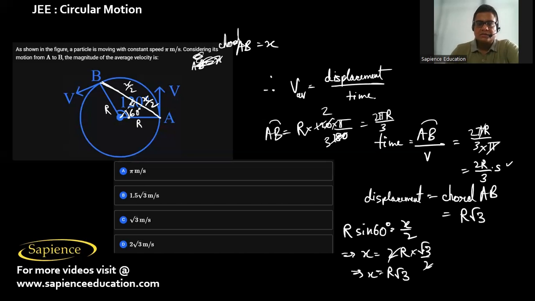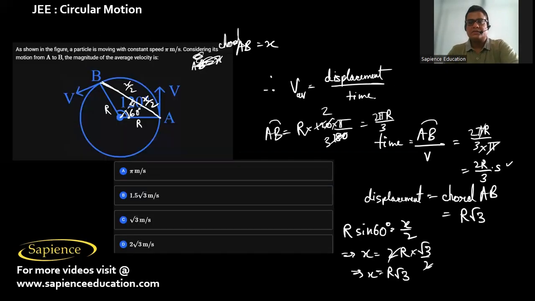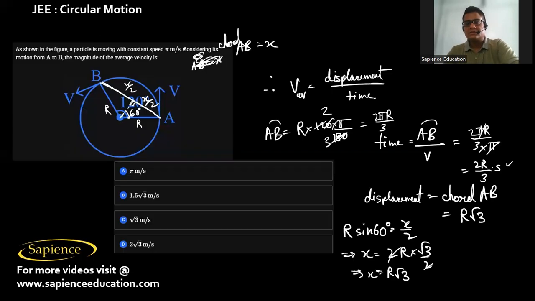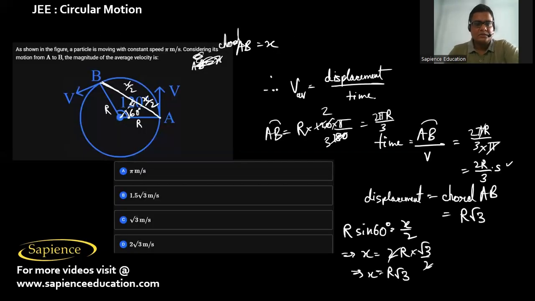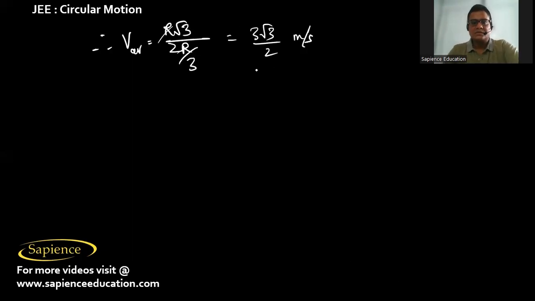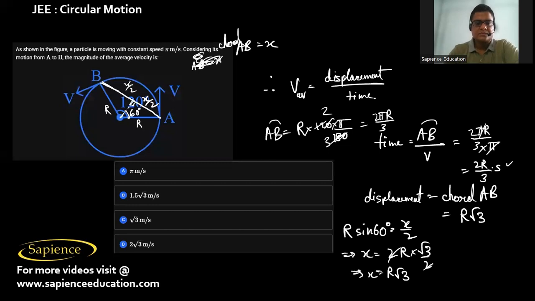So therefore the average velocity will be equal to the displacement, that is r root 3, divided by the time, that is 2r by 3. So r and r will get cancelled. So it will come 3 root 3 by 2 meter per second, or we can say this will be 1.5 root 3 meter per second. So option B is the correct answer.